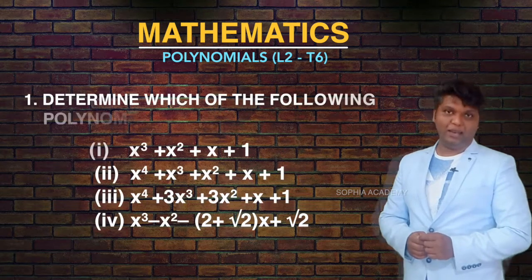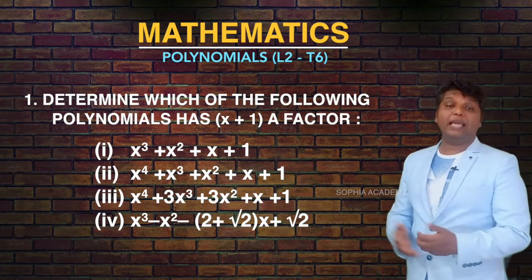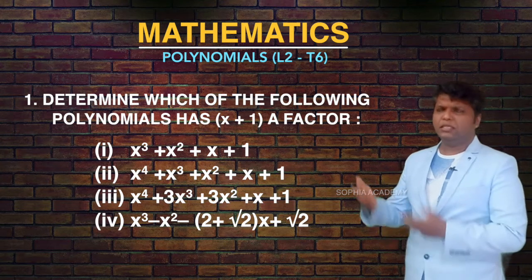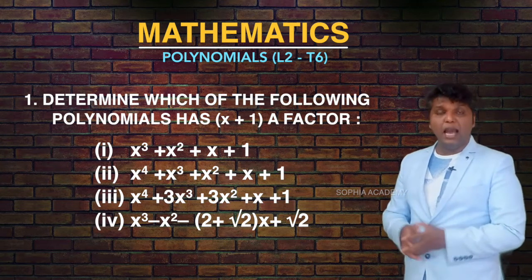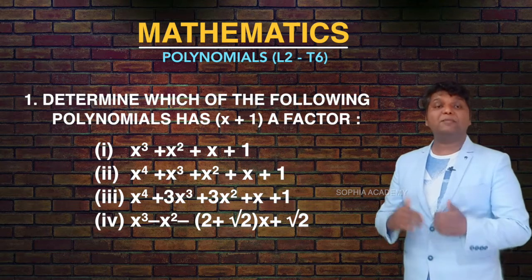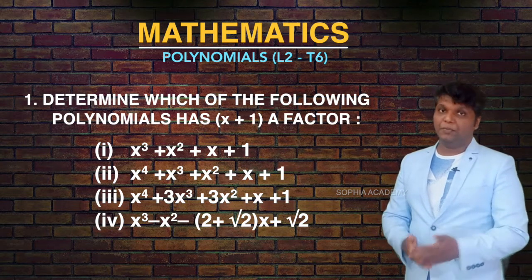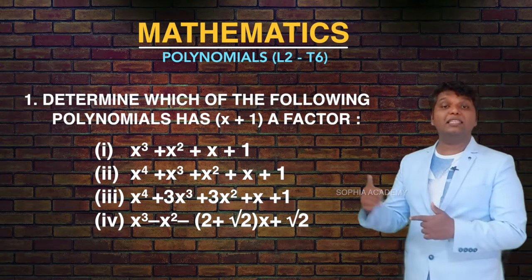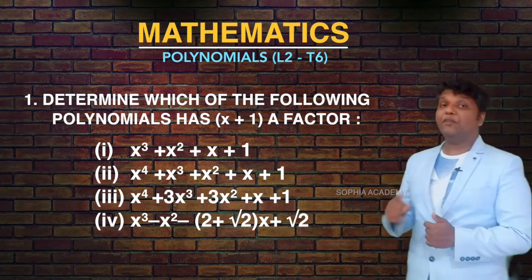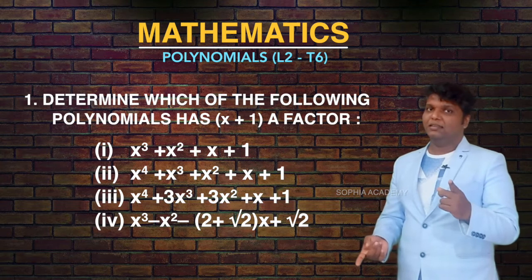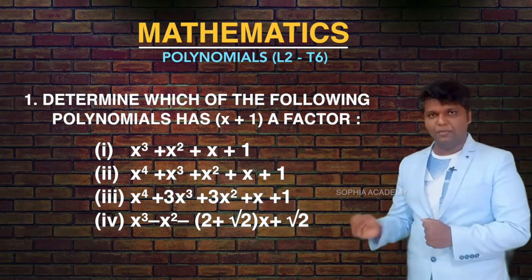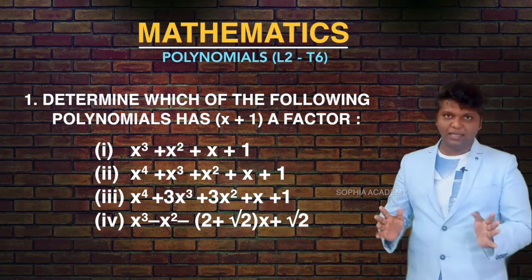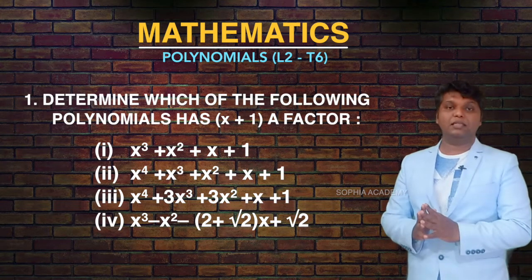Question number 1. Determine which of the following has x plus 1 as its factor. Here we are going to take some polynomials and we are going to find whether x plus 1 is a factor or not. If x plus 1 is a factor, then p of minus 1 should be 0, right? That's what I just discussed.